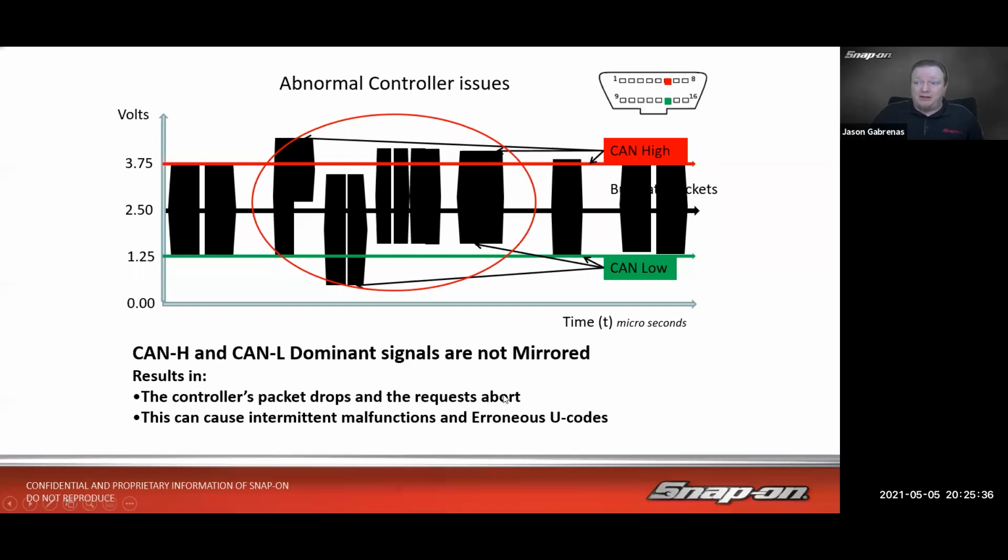And then what do we have going on here? Holy cow, we've got a lot going on here. High, low, up, down, all around, all sorts of things going on. That's something wrong with the controller for sure. And when that happens, the packet drops off, and we get U codes.